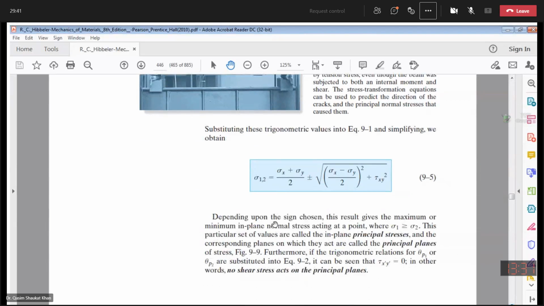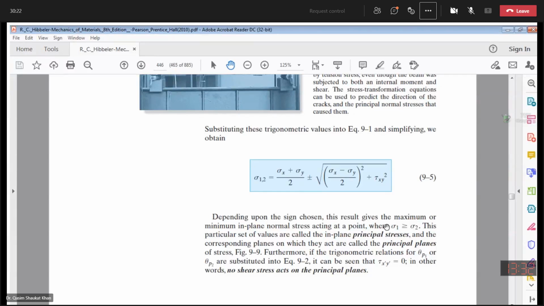Now, depending on the sign chosen, this result gives the maximum or minimum in-plane normal stress acting at a point. Always remember that the larger principal stress will be designated as sigma 1, whereas the smaller or minor principal stress will be designated as sigma 2.